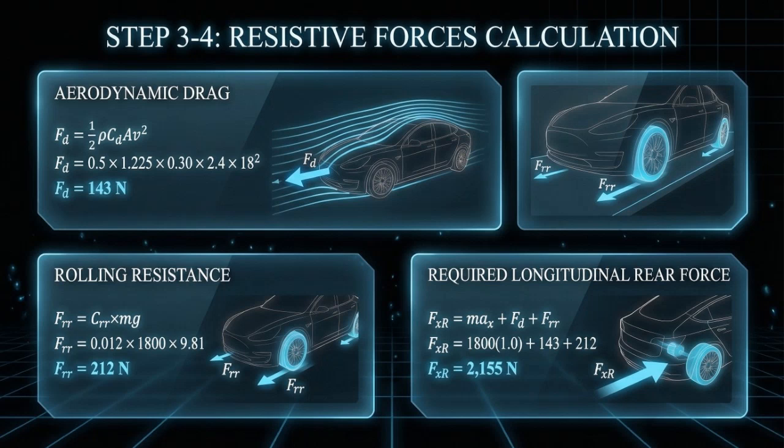Next, we calculate the forces that resist the vehicle's motion. First is aerodynamic drag, given as 143 newtons. Second is rolling resistance, given as 212 newtons. Both aerodynamic drag and rolling resistance act opposite to the direction of motion, reducing the effective force available for acceleration and shaping how the vehicle responds at higher speeds.